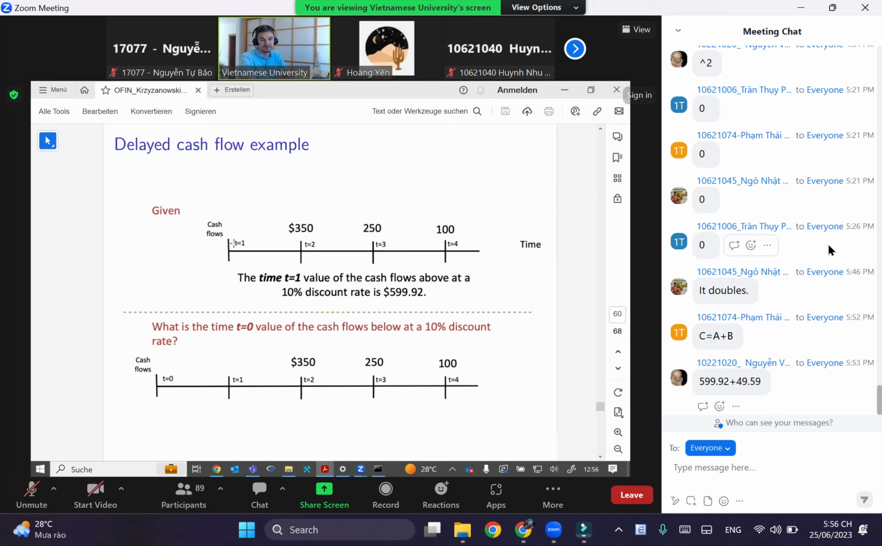Based on this, if we calculate the time T1 value, so not the present value, but the time T1 value of this cash flow stream, we would calculate 350 divided by 1.1 plus 250 divided by 1.1 to the power of 2 plus 100 divided by 1.1 to the power of 3, right? Which would give us again the 599.92.